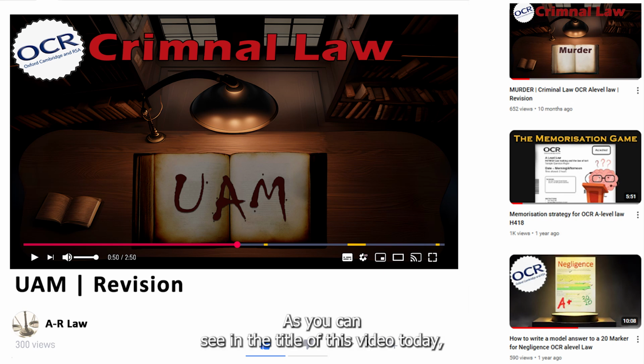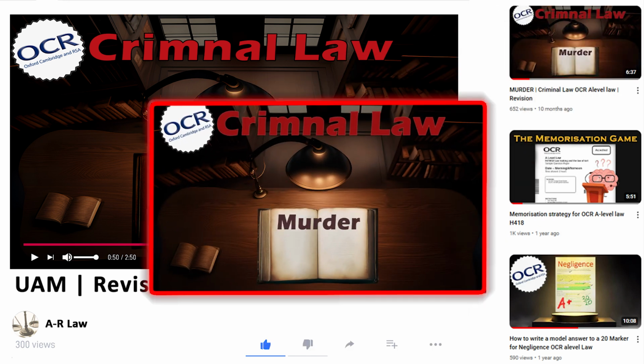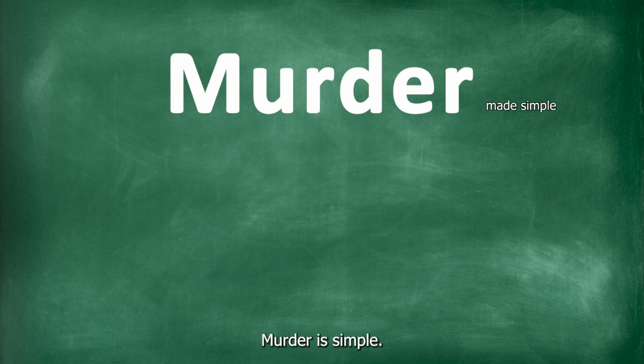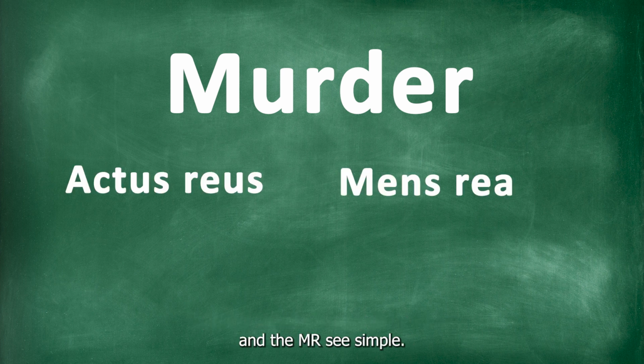As you can see in the title of this video today, we are covering Unlawful Act Manslaughter. But first, let's look back at its relative, murder. Murder is simple. A person can be charged with murder if he satisfies both the actus reus and the mens rea.